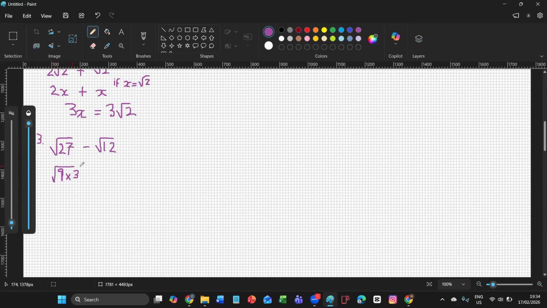Okay, then 12 is what? 4 times 3. Excellent. Even if for any reason you are thinking of considering something else, just look at the 3. They have the 3 in common. So what would that become? 3√3. Yes, 3√3.